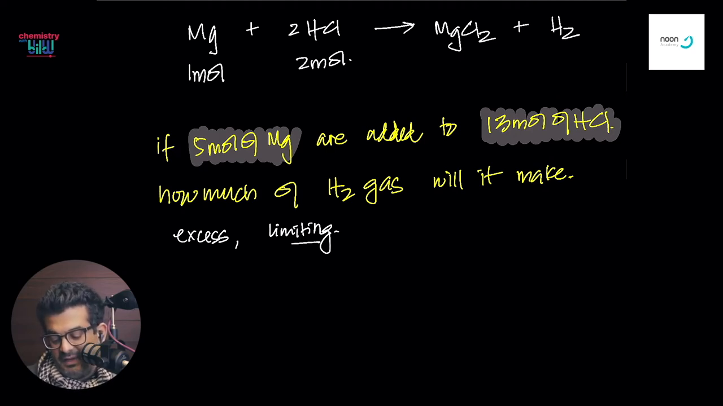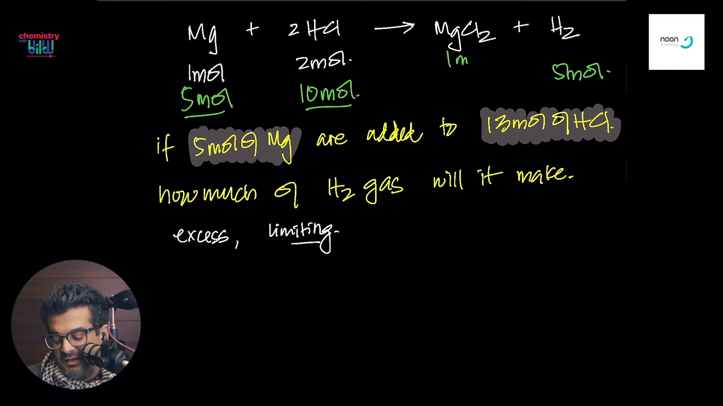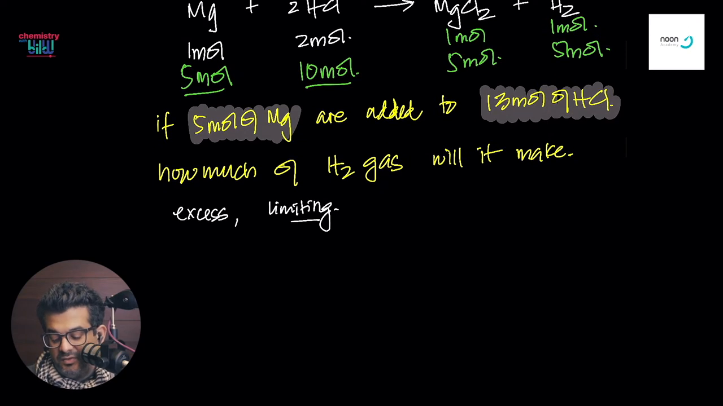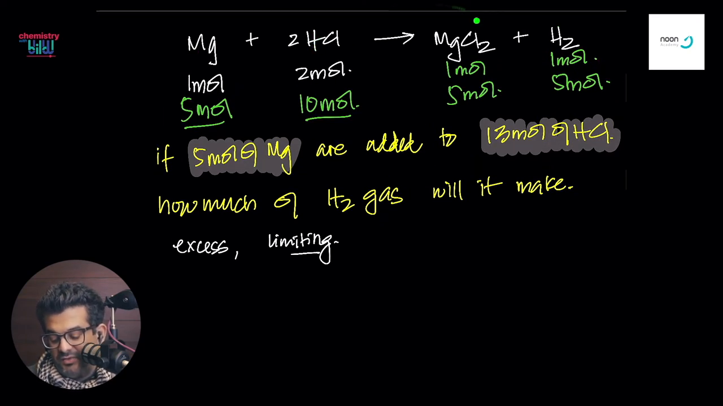So if one reacts with two, 5 moles will react with 10 moles to make 5 moles, because that's what the ratio is. 1 mole reacts with 2 moles to make 1 and 1. So 5 will react with 10 to make 5 and 5. This is stoichiometry, the ratio. 1:2:1:1 ratio. You can apply the ratio for all 4, by the way. Literally, you can do that. 1:2:1:1.